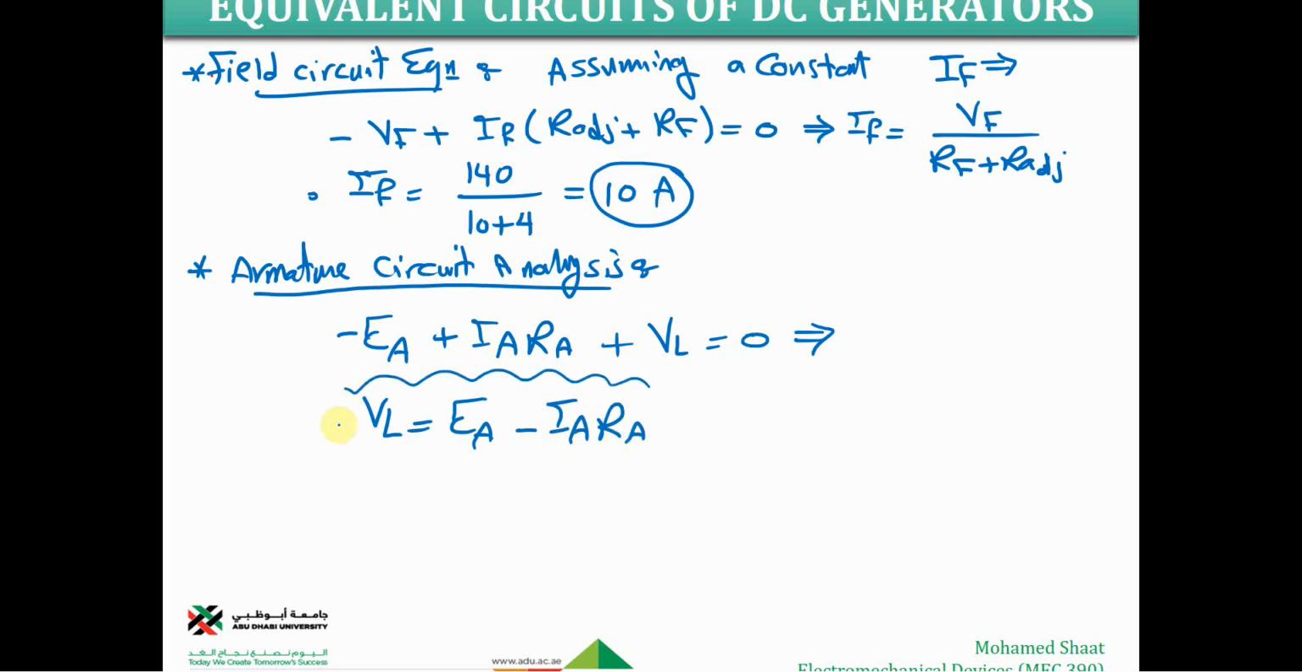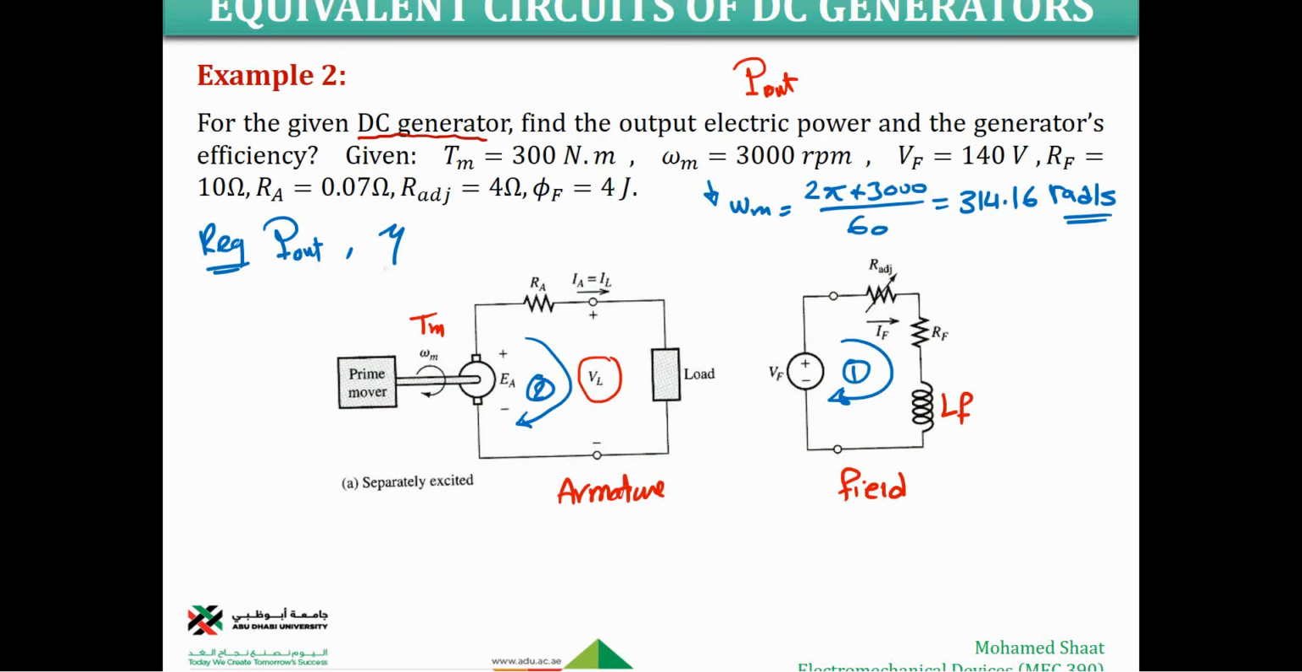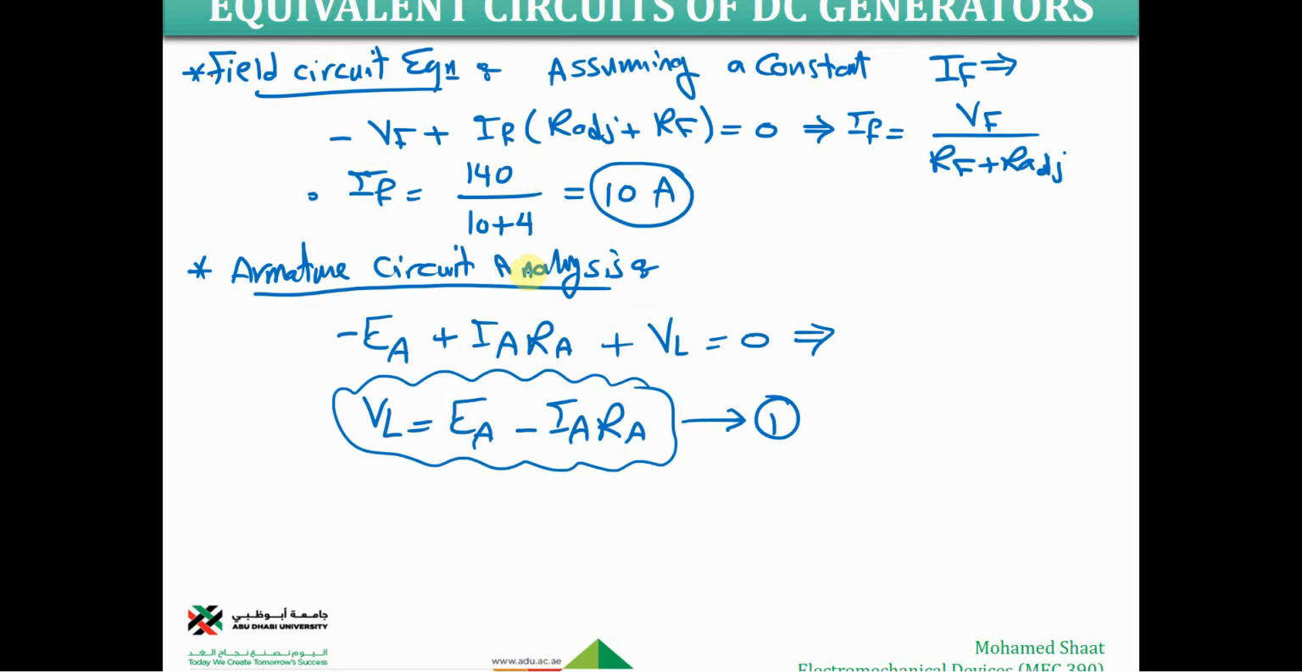We have everything to calculate this VL, but the problem is that we don't have the value of EA, how much it is. We don't even have the armature current. So how can we find this data? We have to bring them from the given information regarding the mechanical load. So we have to apply the mechanical load analysis here.